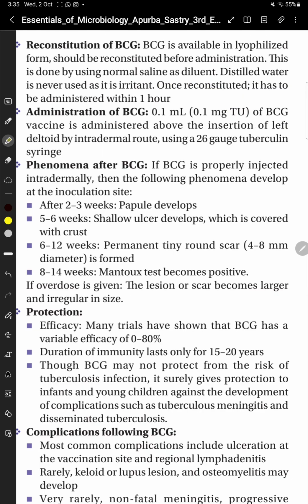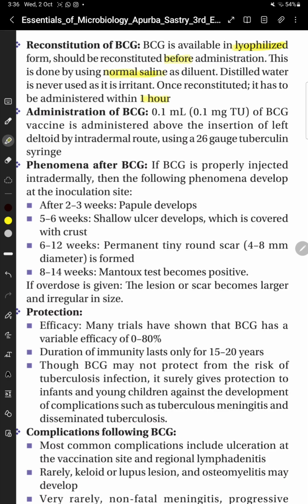Reconstitution of BCG. BCG is available in lyophilized form. It should be reconstituted before administration, and the reconstitution is done by using normal saline as diluent. Distilled water is never used as it is irritant. Once reconstituted, it has to be administered within 1 hour.